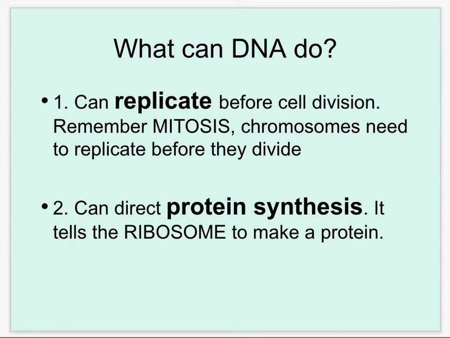Number 2, DNA can also direct protein synthesis, so the making of proteins. It tells the ribosome to make a protein. So if you think back to a long time ago, back to our cell unit, ribosomes were the site of protein synthesis. So DNA controls protein synthesis at the ribosome.